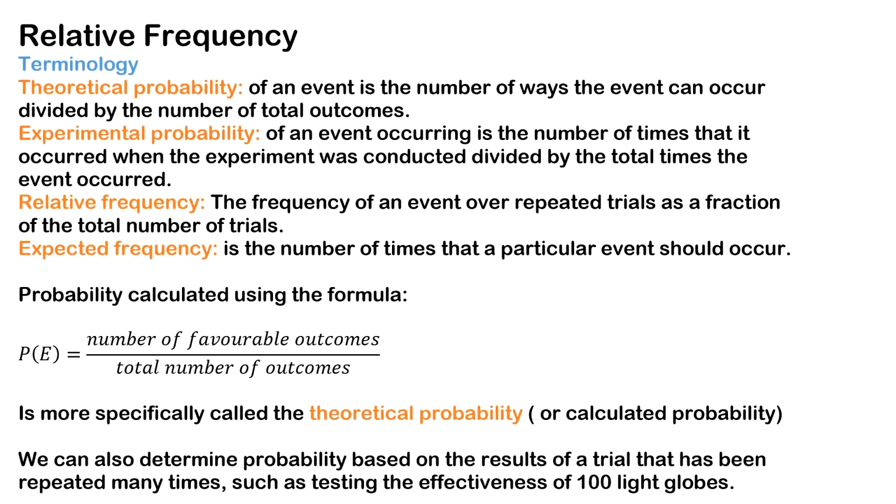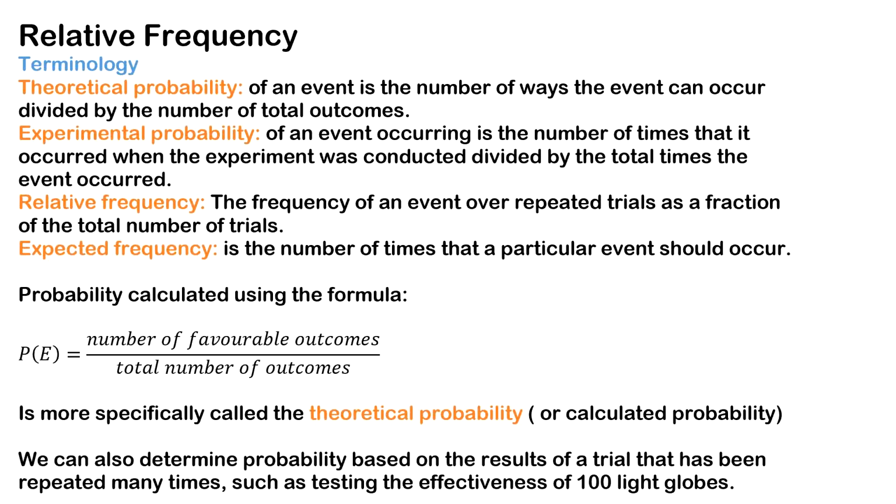In this video, we will cover relative frequency. So we're going to cover some terminology to start with. Theoretical probability of an event is the number of ways the event can occur divided by the number of total outcomes. So for example, the theoretical probability of rolling 1 on a die is 1 over 6.